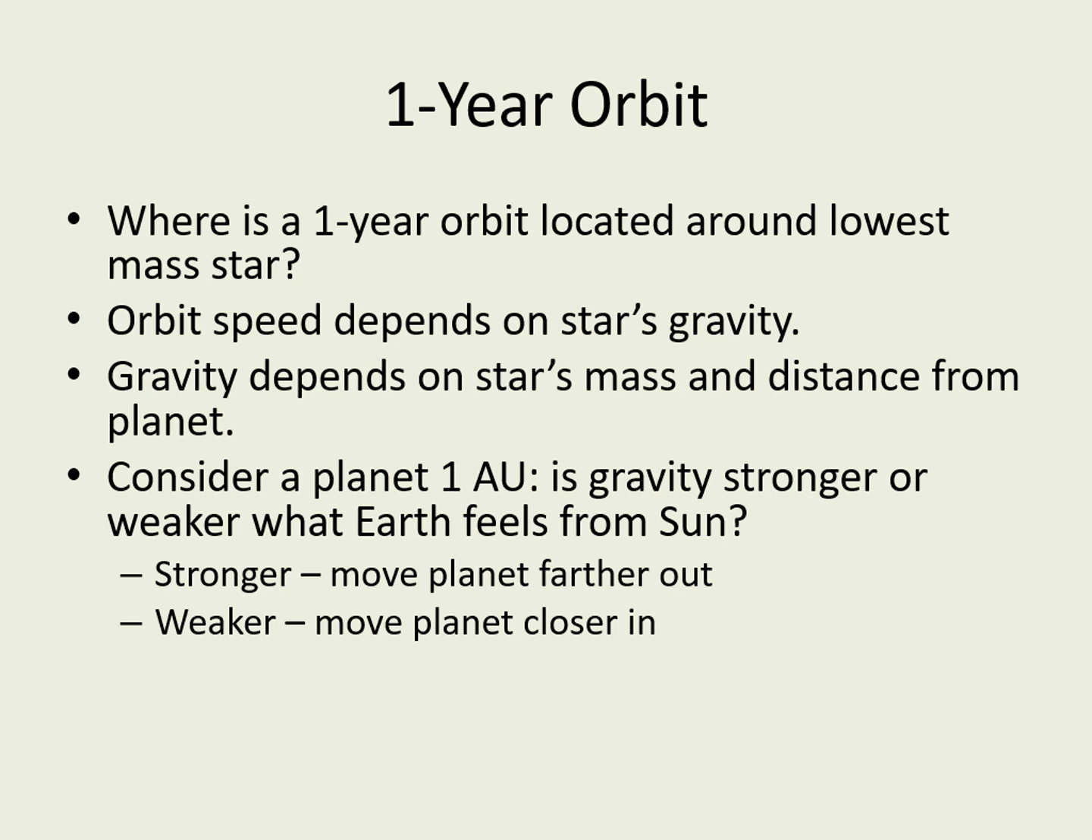So by looking at your lowest mass star, explain where a planet in a 1-year orbit needs to be. Give the data you're using to support your answer, and explain why the planet has to be where you describe.